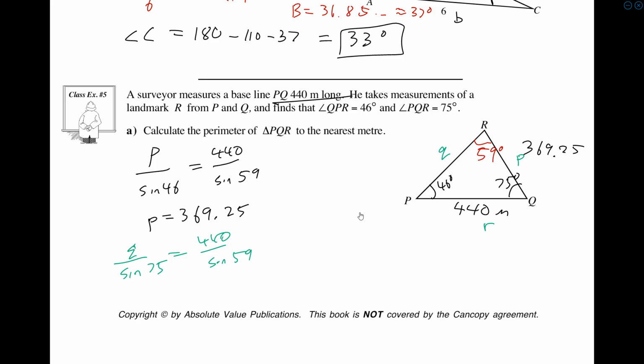Yes, you could have done this also with your p-values. Just recognize your p-value you have approximated, so use more decimals if you're going to use a p-value. So Q ends up being 440 times sine 75 over sine 59.